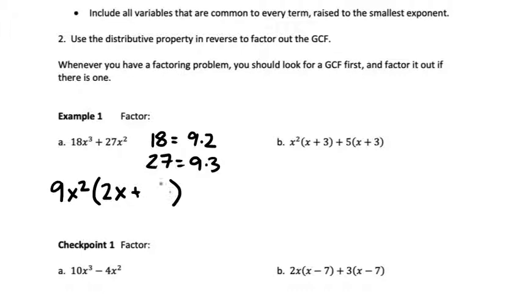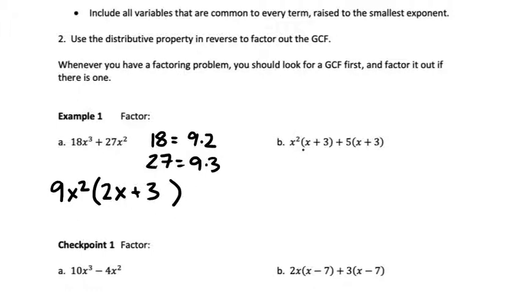Now for the second term, what do I multiply by 9x squared to get 27x squared? 9 times what is 27? Well, that would be 9 times 3. And since I have x squared in both, I don't need to multiply by any more x's because 3 times 9x squared is just going to be 27x squared. So that would be my answer.